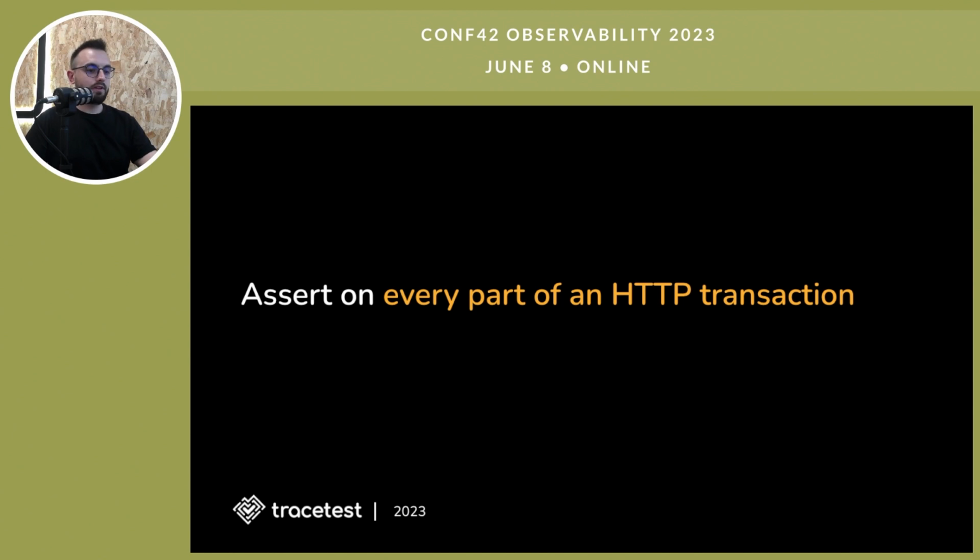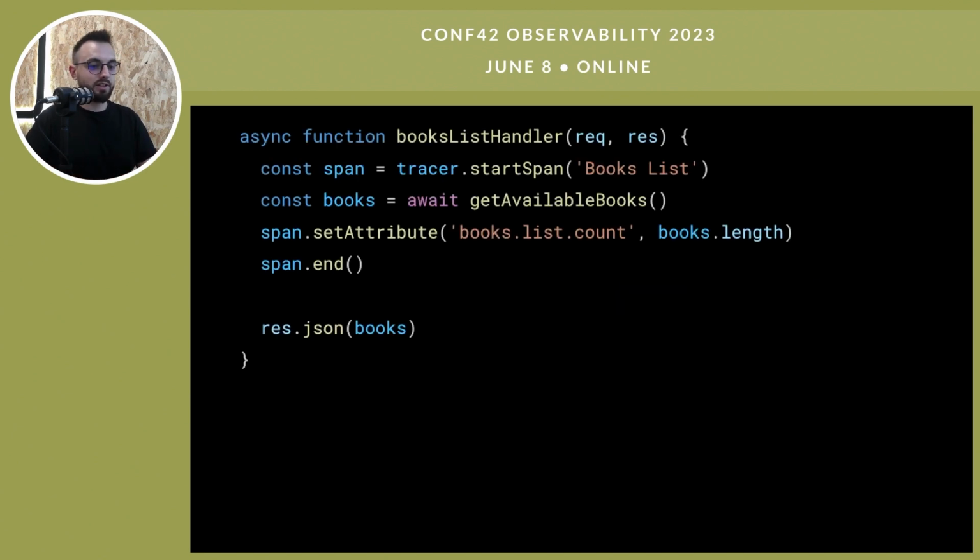Now, these are all very powerful things that you can do, but the most powerful thing that I think trace-based testing allows you to do is asserting on every part of an HTTP transaction. Here's a perfect way of explaining that. We have these two services that are communicating with each other via one API call. My one API call is triggering the books list. So I want to get back a list of the books, obviously.